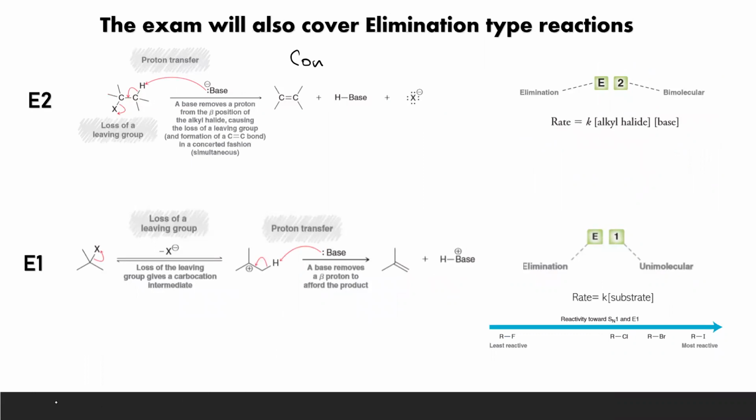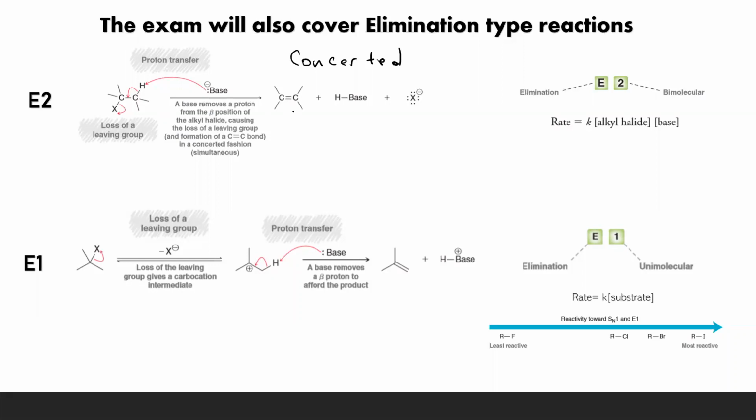So the exam is also going to cover your elimination type reactions. You have, again, a concerted elimination reaction called the E2 reaction, where you have a base come in and deprotonate your beta carbon here, or a hydrogen off of your beta carbon. And then you have a loss of leaving group of your halogen forming a double bond.